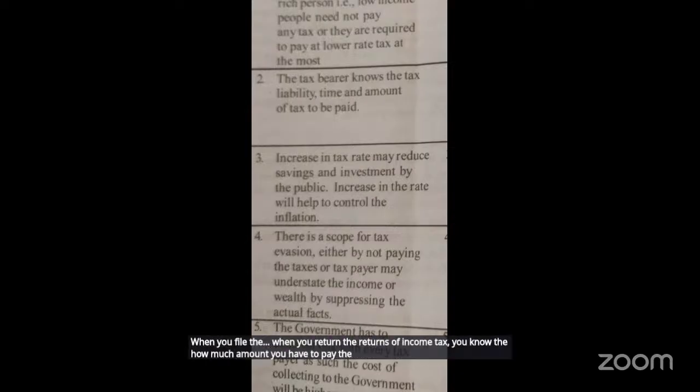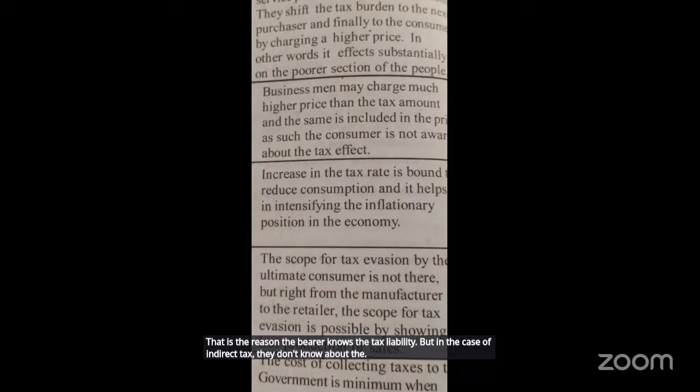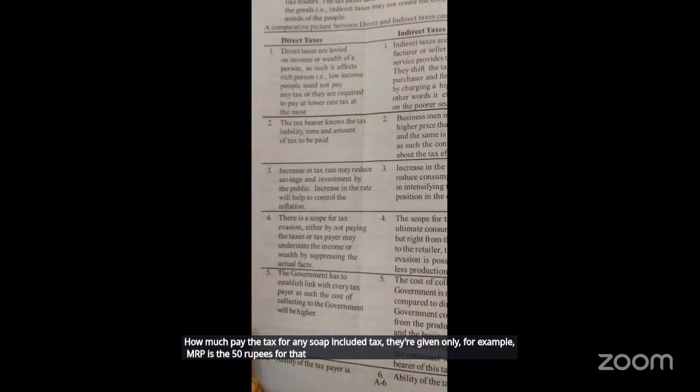Next, the tax bearer knows the tax liability, time and amount of tax to be paid. When you file the returns of income tax, you know how much tax you have to pay. That is the reason the bearer knows the tax liability. But in the case of indirect tax, they don't know how much tax they pay for any soap. For example, the MRP is 50 rupees for that soap, including tax. You don't know how much tax you have to pay. Yes or no? Yes, ma'am.